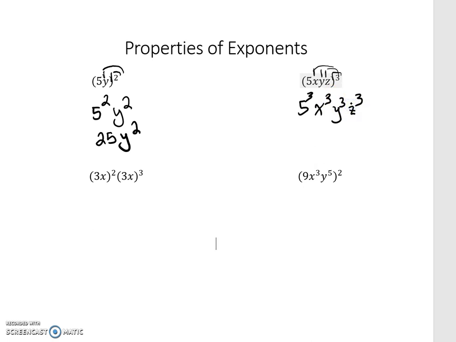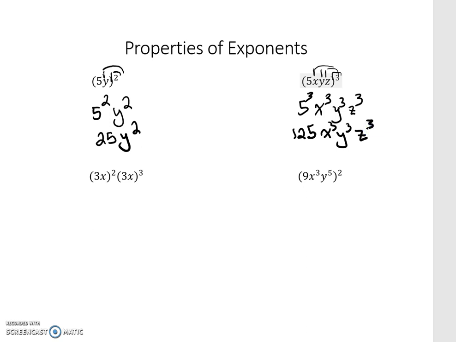Now again, in this case, I'm going to go ahead and fully simplify out my exponent with a numerical base, which in this case is 5 times 5 times 5, which is 125. So I'm going to rewrite that as 125 x cubed, y cubed, and z cubed.